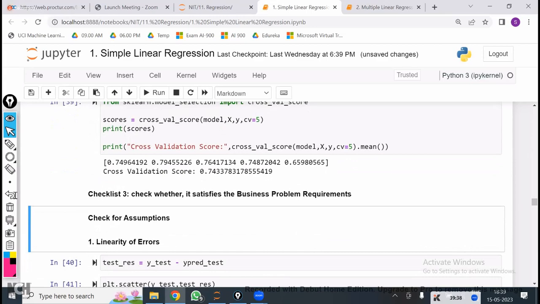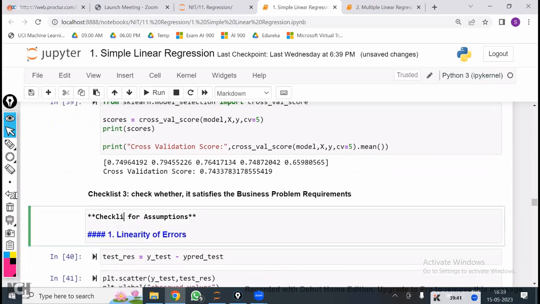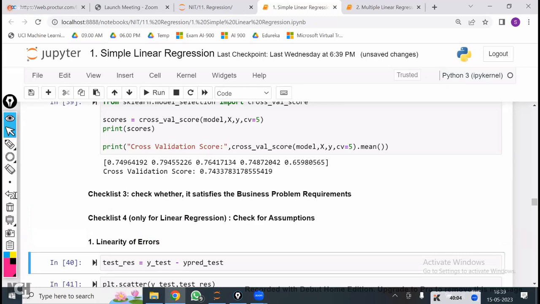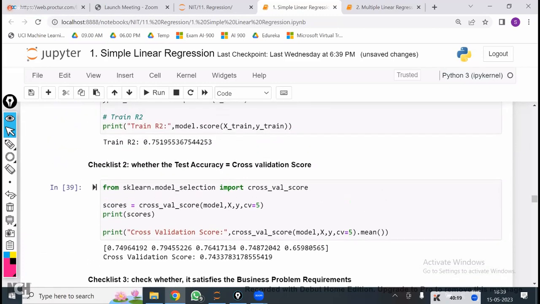additionally, we have checklist number 4. Checklist number 4 is additional, only for linear regression. It is applicable only for linear regression, not for anything else. What does checklist number 4 mean? Check for assumptions, because this model was created based on assumptions. That is the reason we have to check the assumptions. This is the only algorithm where we have to apply that. For other algorithms, with this it will be completed.